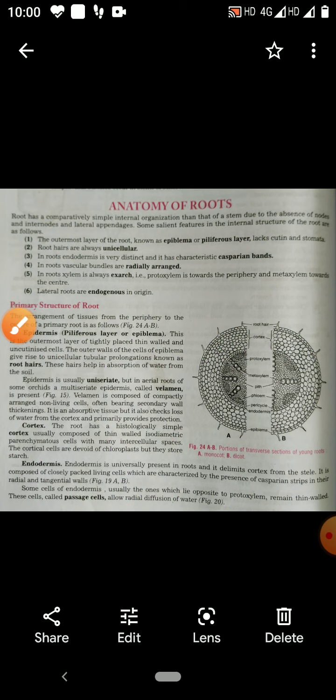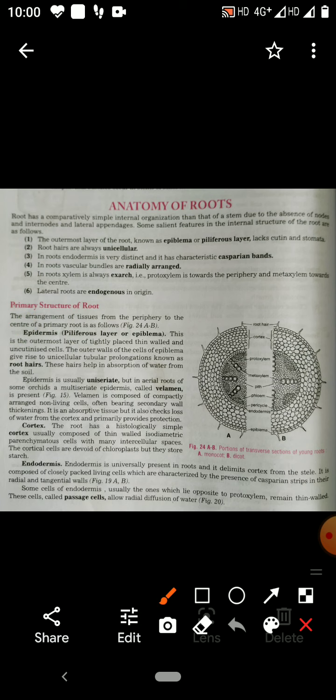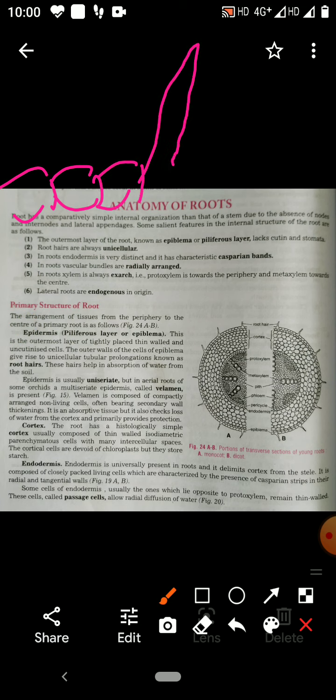There are some cells that have lateral growth, that is the root hairs. So if you see the structure of epidermis, then its structure is like this. This is the outermost layer, that is called epidermis. Epidermis is uniseriate.